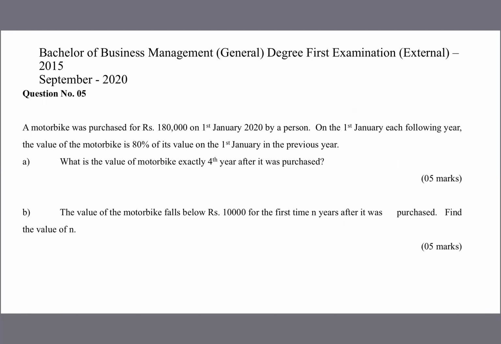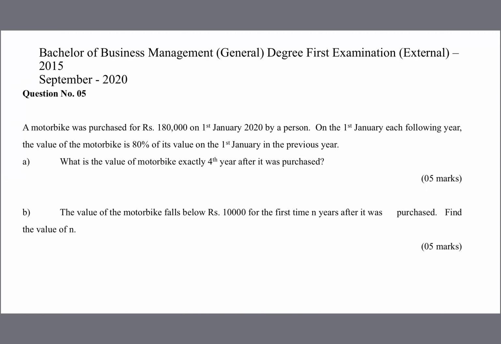Yes, part B, no? The value of the motorbike falls below rupees 10,000 for the first time n years after it was purchased. Find the value of n. That's what it says, okay? The value of the motorbike falls below 10,000 for the first time n years after it was purchased.